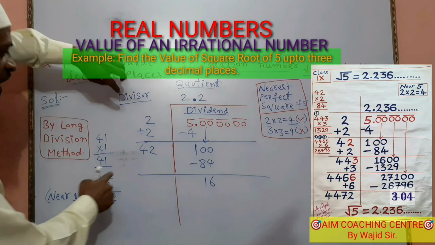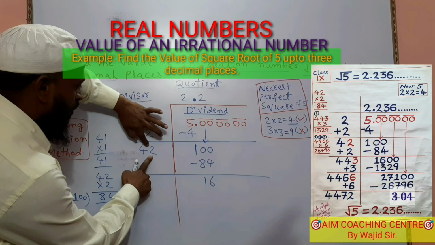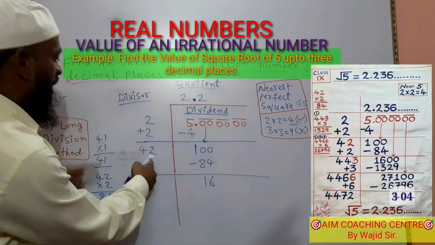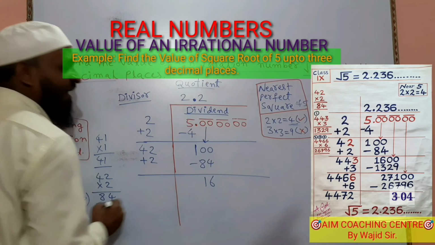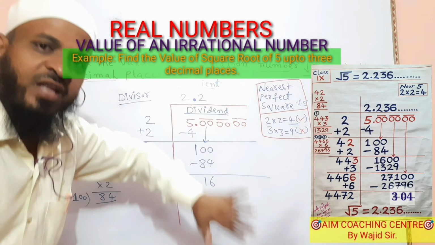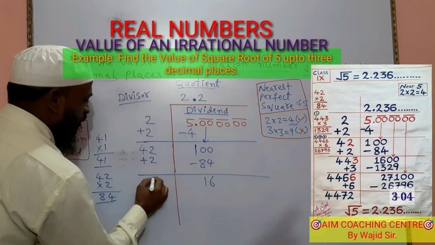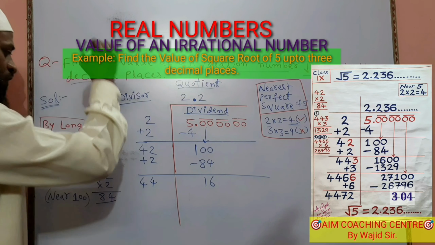16. And what number are we taking in the divisor? 2, and in the quotient also, and the same number is added for the next divisor. 2 plus 2, 4, is 44.